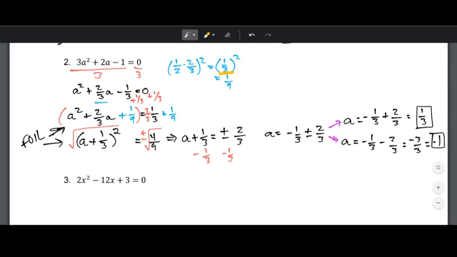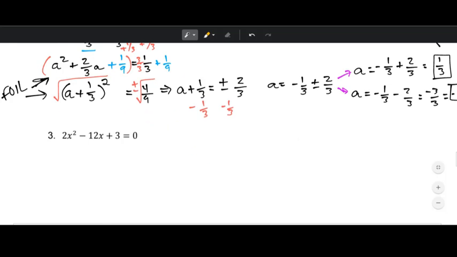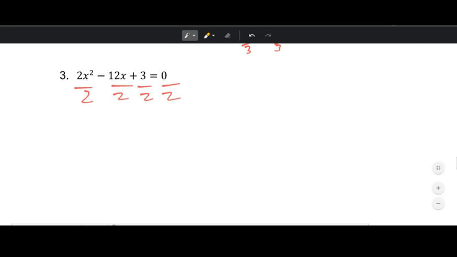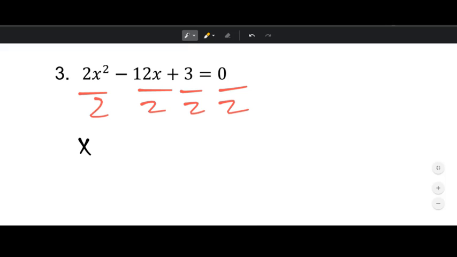And again, you can always check if you want. Plug both of these answers back into the original and you should get 0. So let's try number 3. We do have to divide out our leading coefficient of 2 here. So I'm going to divide both sides of this equation by 2. And so what we end up with is x squared minus 6x plus 3/2 equals 0.